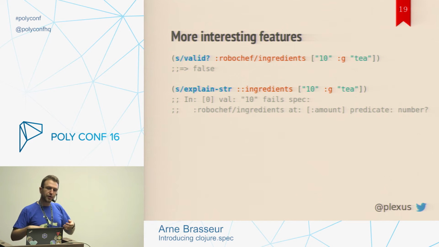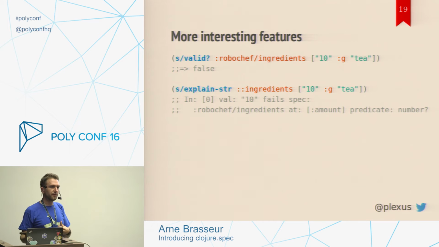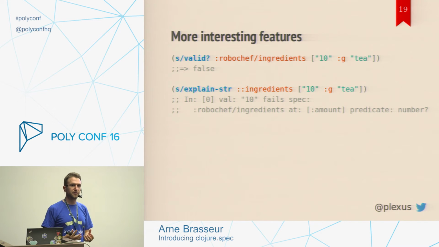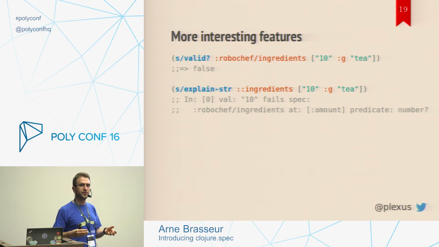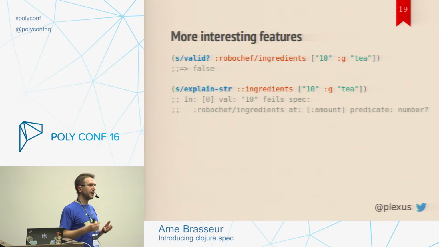Now, what are more interesting things you can do with spec? Well, say that I have a spec that's actually violated. So here I have a list of ingredients, but it's not a valid list of ingredients. The first item in the list should be a number saying the quantity of ingredients, but it's not, it's a string. And so when I say, okay, is it valid? Spec tells me, no, it's not valid. So, well, okay, that's not terribly helpful.